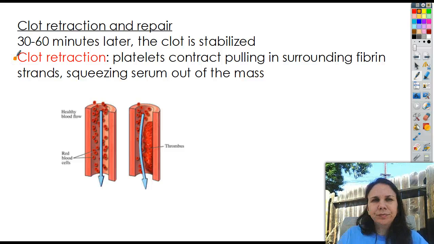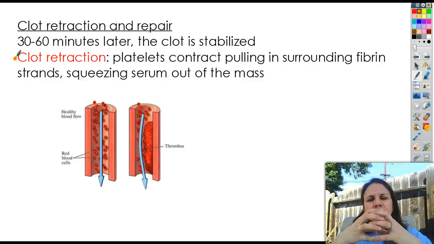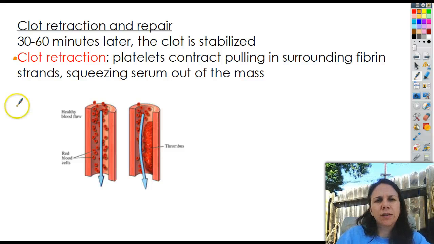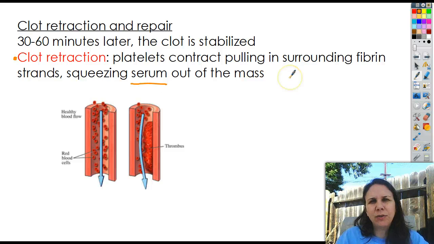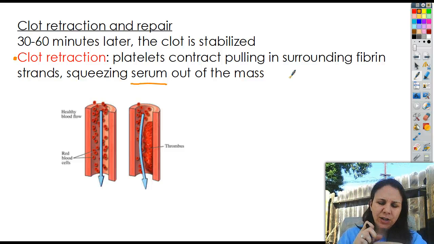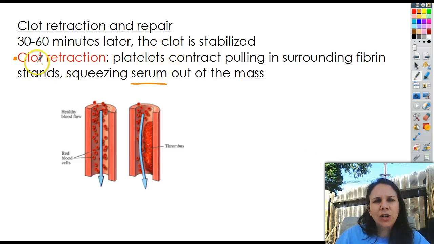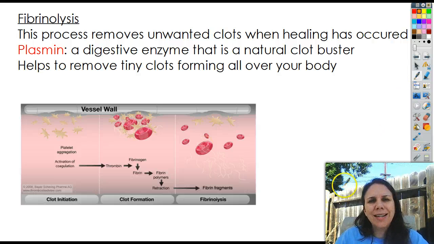It's kind of like tying a knot. You tie a knot, but then you pull it tight to make it secure. So same thing's going to happen. All the fibrin and fibrinogen, which is holding everything together, is going to squeeze together. And what that's going to do is the platelets contract. That's going to pull in the fibrin strands, and it's going to squeeze serum out of the mass. I don't know if you've ever noticed, but after a cut, you notice a clear, amber colored fluid forms on the outside, and you're like, ooh, I need to pick that. Yeah, that's how you can tell the clot retraction has occurred, because all the extra plasma has been squeezed out of the mass.